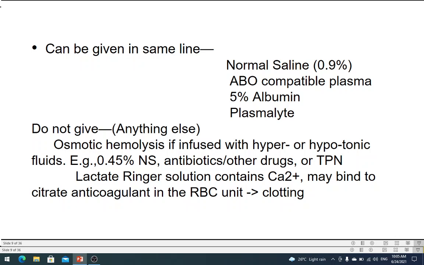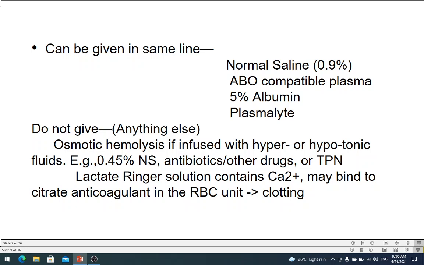The way clotting in the preserved blood is prevented is by preventing the calcium from acting. Chelating agents remove the calcium, bind with the calcium. But if you give extra calcium, then that action is lost, so the blood will clot. So you will not give Ringer lactate.